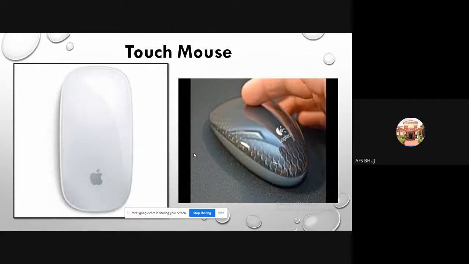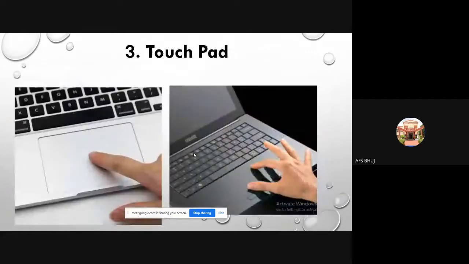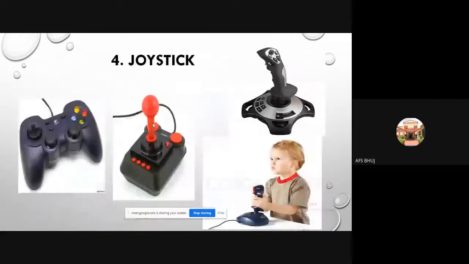Next one is touchpad. You know that in the laptops we use it like a mouse. We can use the touchpad, and the touch screens also we are using. Next one is joystick. Joystick is mainly used in games, to play online games or any computer games. This is also one kind of input device.